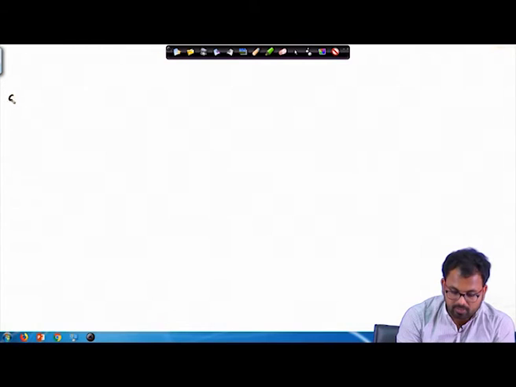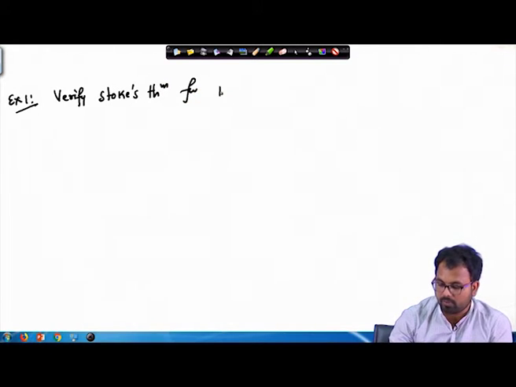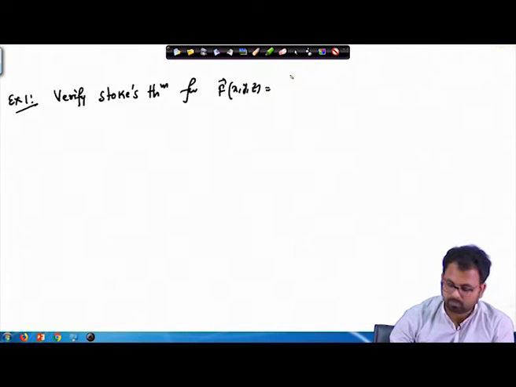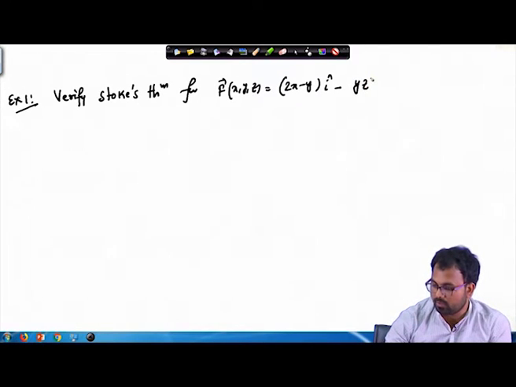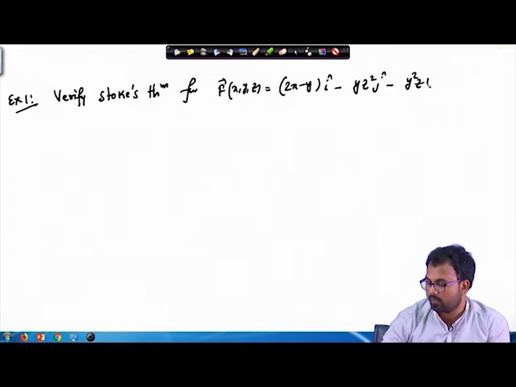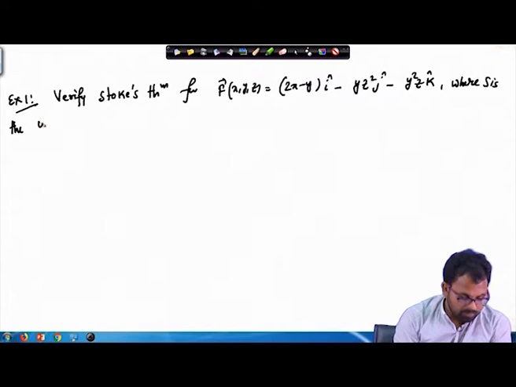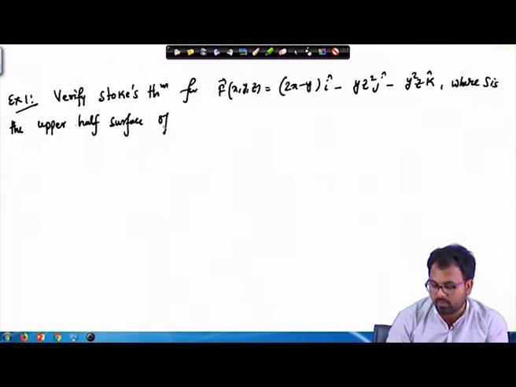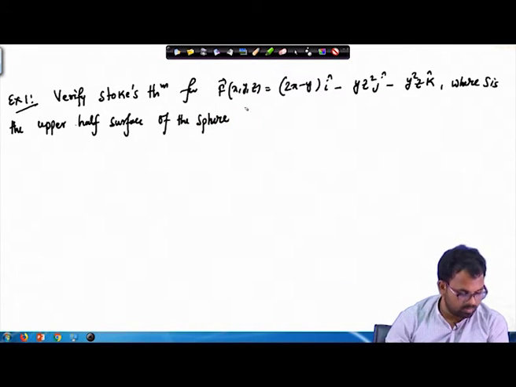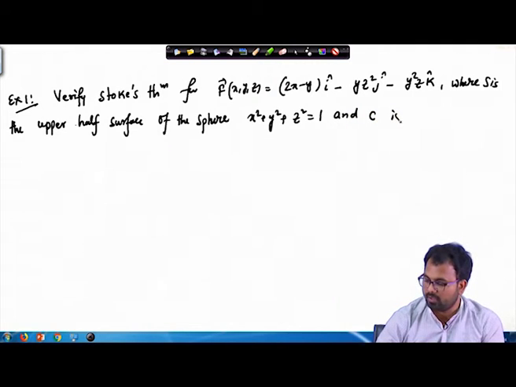Verify Stokes theorem for F equals (2x minus y) i minus y z square j minus y square z k, where S is the upper half surface of the sphere and C is its boundary.